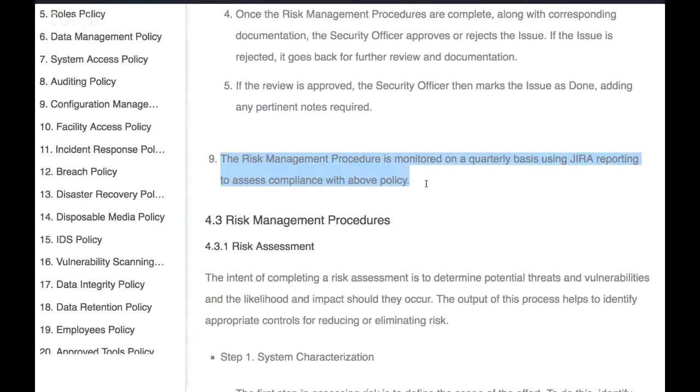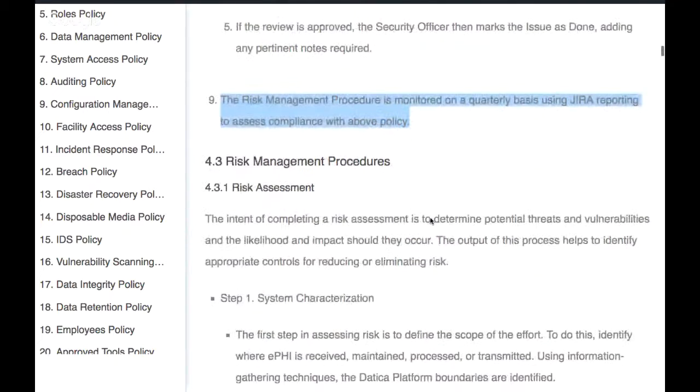The risk management procedure is monitored on a quarterly basis using JIRA reporting to assess compliance with the above policy. So basically, the entire HIPAA assessment, whether we're HIPAA compliant or not, I think will be done once a year. But there is a quarterly task to monitor the risk management procedure itself.